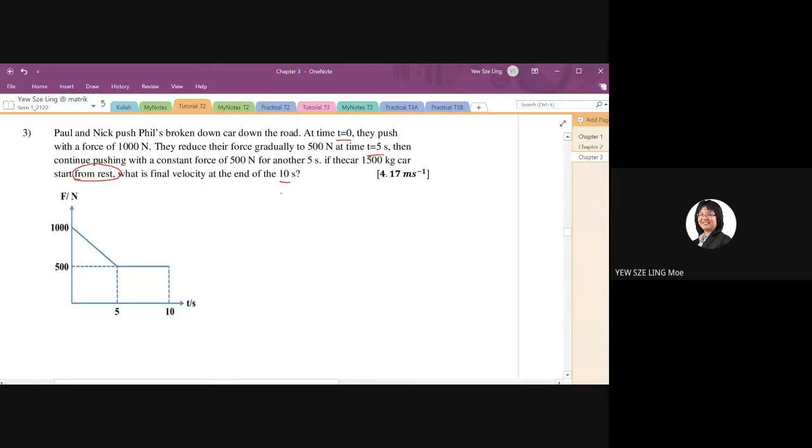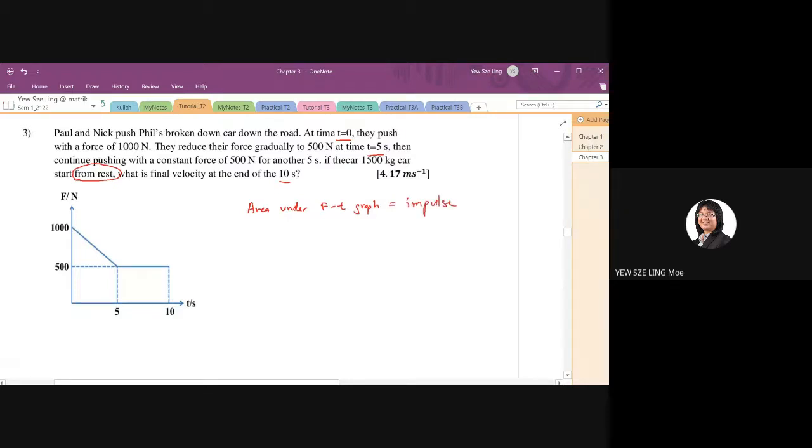what is the final velocity at the end of 10 seconds? So this question seems very long, but actually it's just asking for final velocity based on the graph given. So the graph given is F against t. So F against t means that area under the FT graph, again, is our impulse.